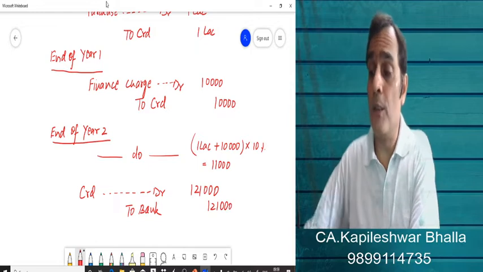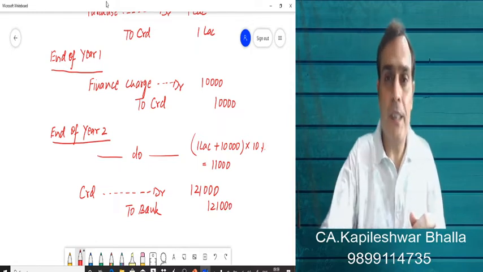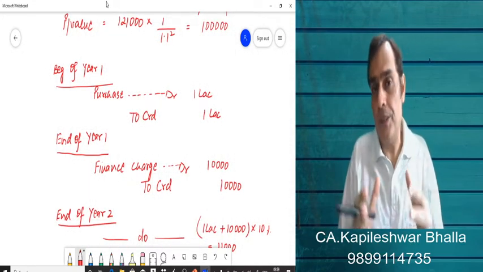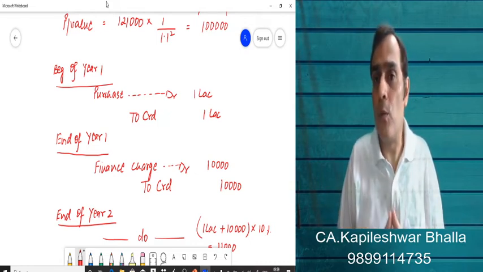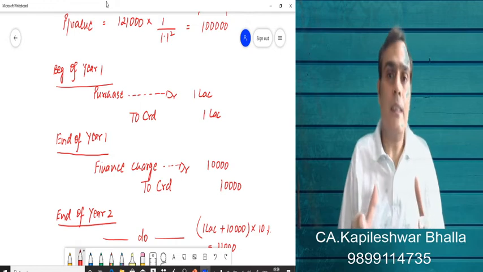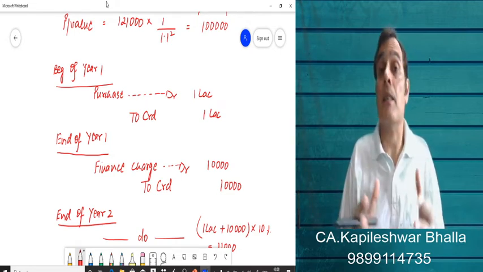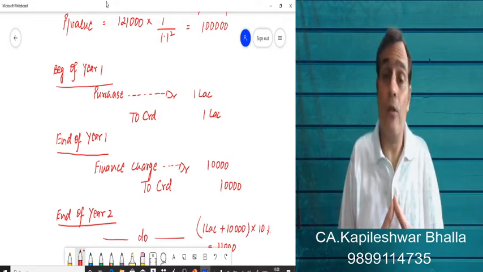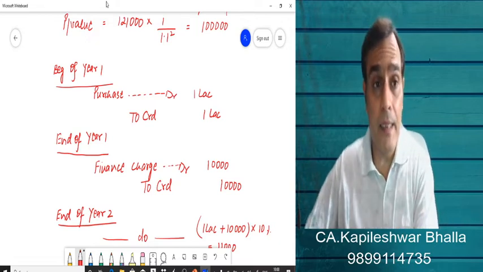So you can see one thing very clearly in this particular example, that at the end, the purchases stand in the books of accounts at 1 lakh. The inventory, which is represented by the purchase, is recorded in the books of accounts at 1 lakh itself. It is only that the concept of unwinding of discount is being applied to the creditors because you need to pay them a lump sum of 1,21,000 at the end of the second year. So as I said, all this concept is technically called unwinding of discount.